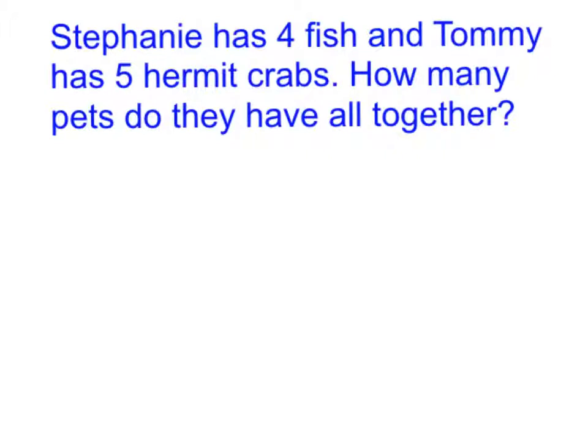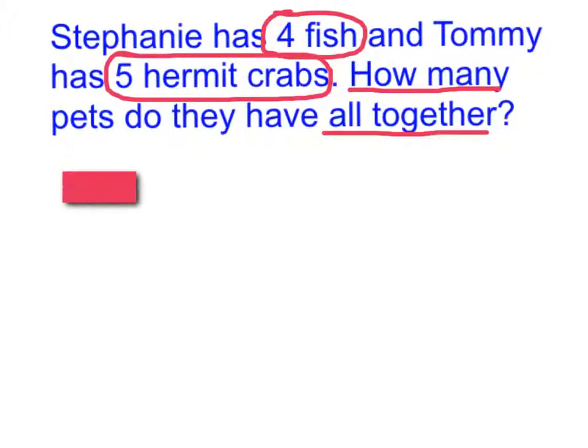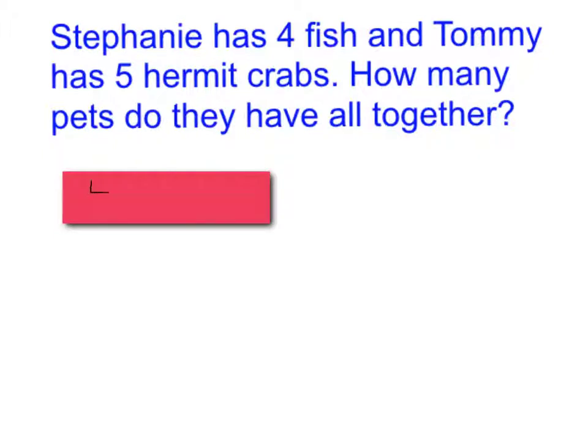First, we will draw a bar that represents the number of fish that Stephanie has. We will label the bar as 4 fish belonging to Stephanie.